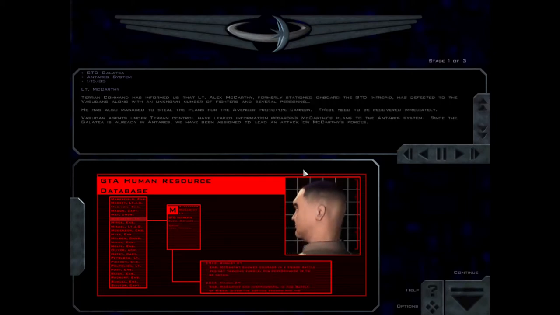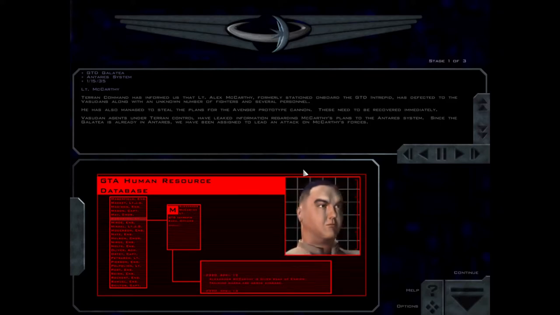Terran Command has informed us that Lieutenant Alex McCarthy, formerly stationed on board the GTD Intrepid, has defected to the Vasudans along with an unknown number of fighters and several personnel. He has also managed to steal the plans for the Avenger prototype cannon. These need to be recovered immediately.